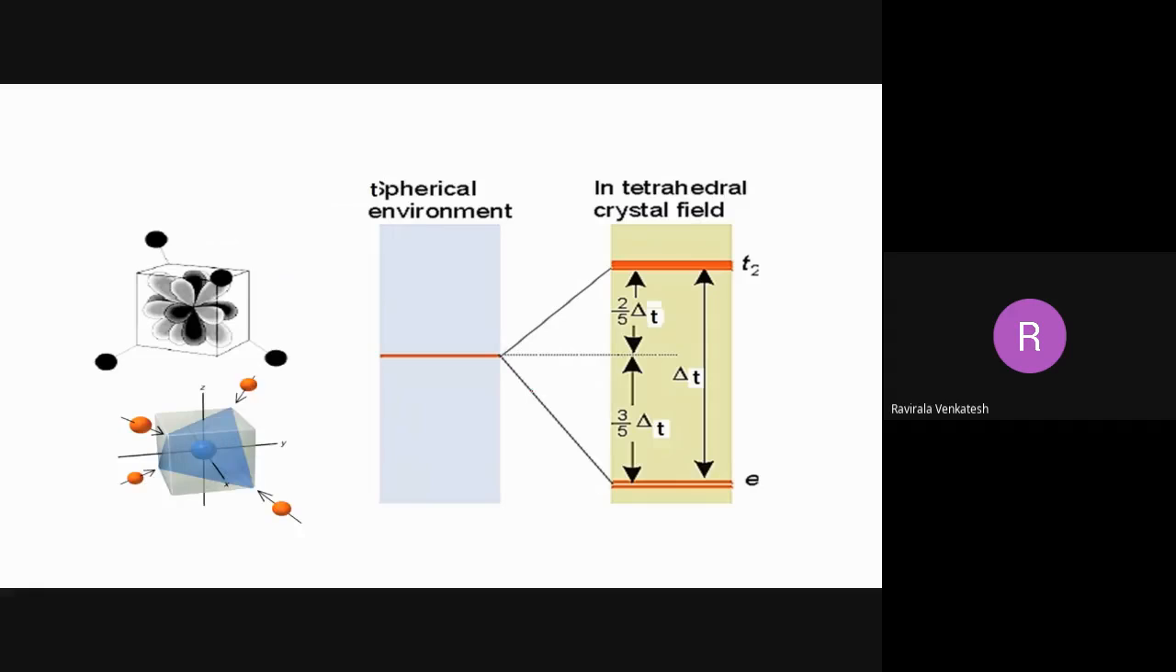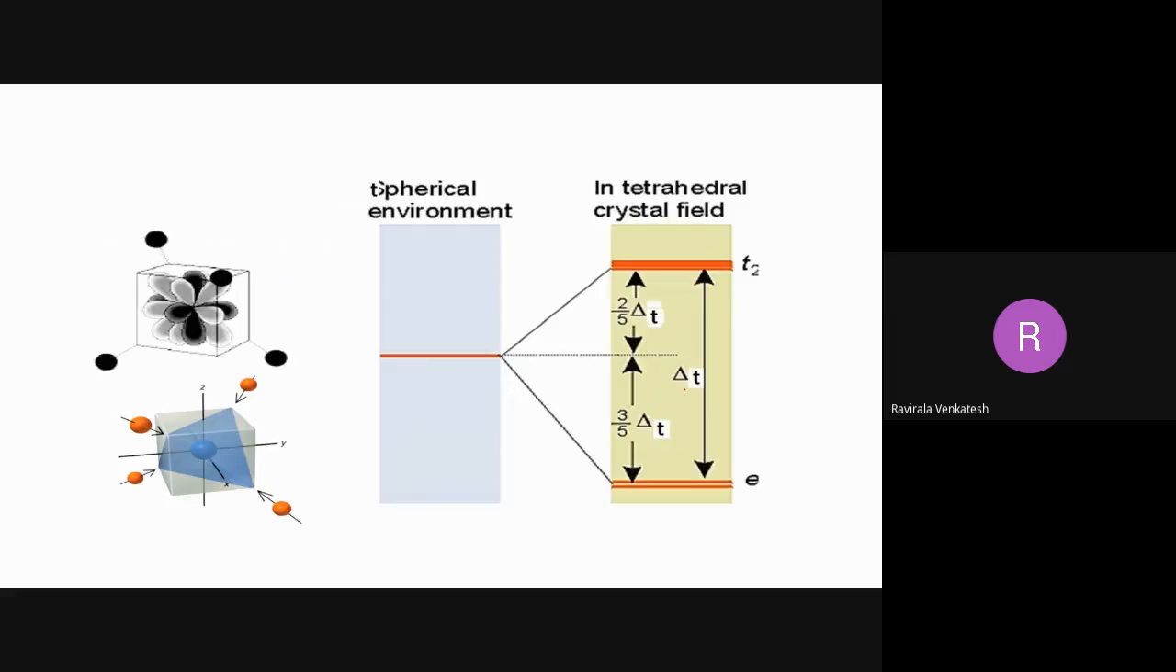In the tetrahedral manner, Eg will be down and T2g will be above. So dxy, dyz, dzx will come above, whereas dx square-y square and dz square will come down. This is what happens in tetrahedral.